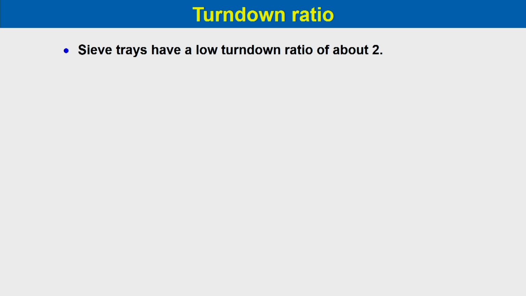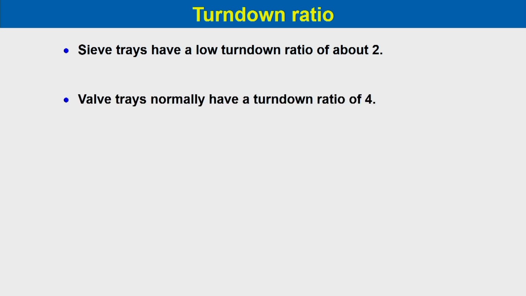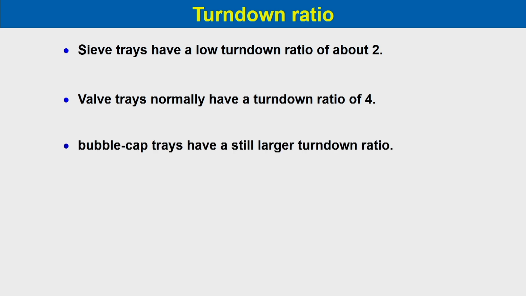So, sieve trays have a very low turn down ratio of about 2. Valve trays normally have a turn down ratio of 4, and bubble cap trays have a still larger turn down ratio.